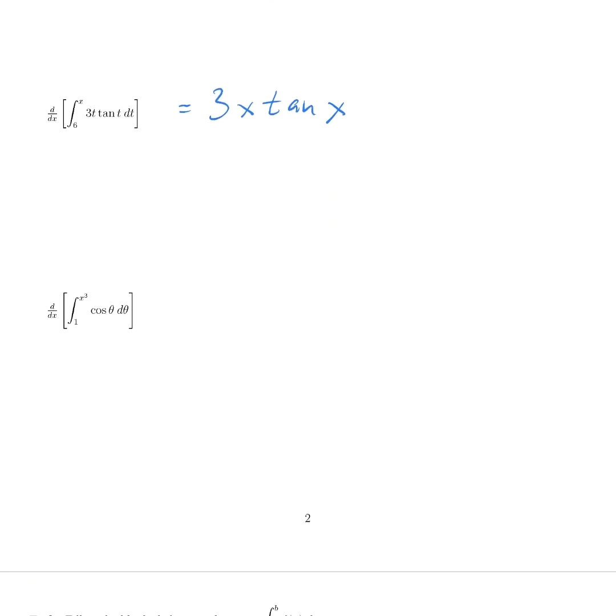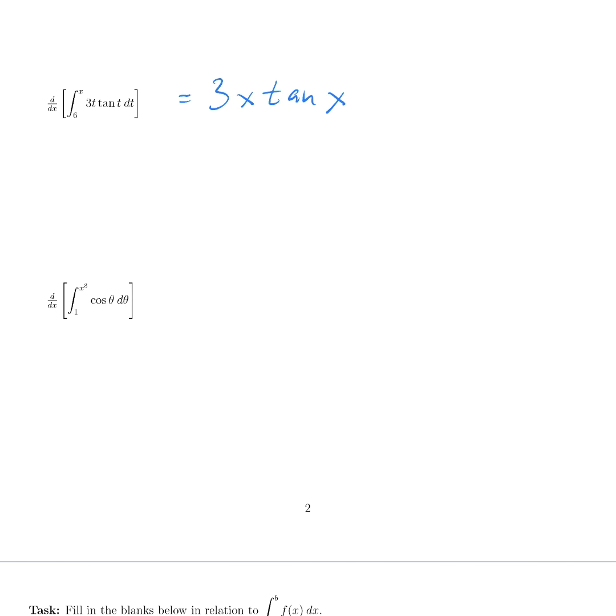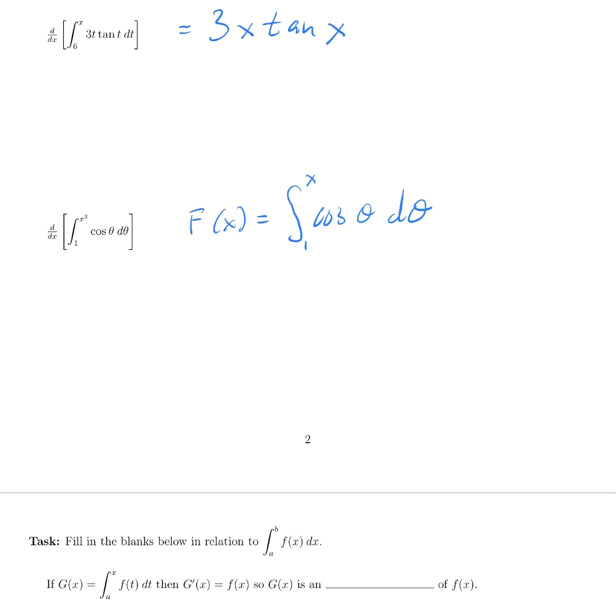Now though, things are a little bit different here. The upper limit of integration here is x cubed. Okay, well, I'm going to define f of x to be this function, the integral from 1 to x of cosine theta d theta. Whether we have theta or t doesn't matter here. And what's the function that we have? We really have f of x cubed. That's the derivative that we want to find, the derivative of f of x cubed.